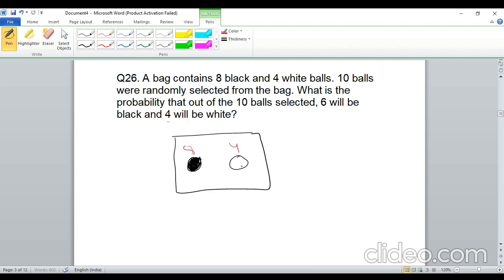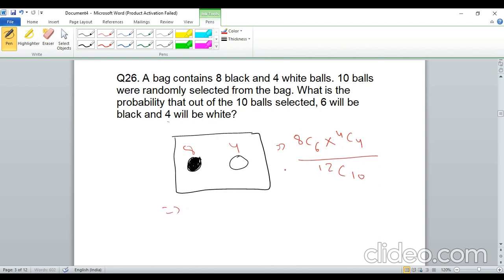Out of the 10 balls, what is the probability that 6 will be black? That will be simply 8c6, right? Because we have to choose 6 balls, and there were 8 black balls. And then 6 will be black and 4 will be white, and we know already that there were 4 white balls, so this will be simply 4c4, or you can just directly write 1 here. So these are the favorable outcomes. And what is the total outcomes? There were 12 balls total and 10 we selected, so this will be 12c10.